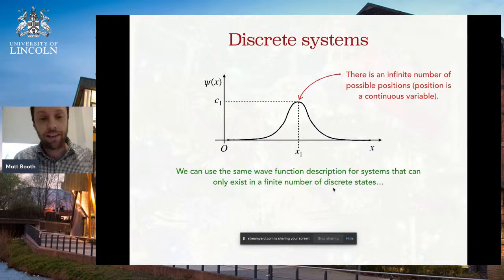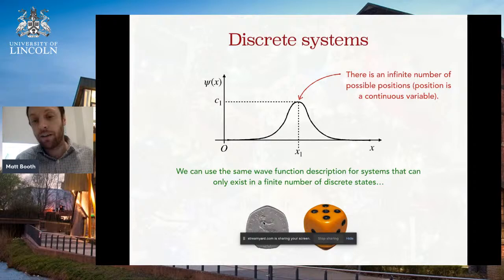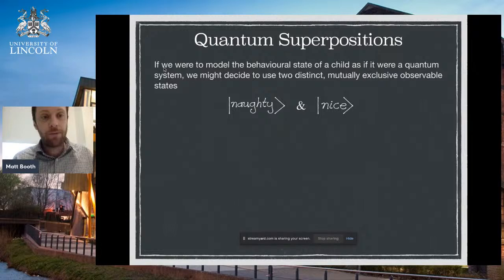So for example, a coin can be heads or tails. So they're two discrete outcomes. A die can have 6 possible outcomes, 1, 2, 3, 4, 5, 6. And we can talk about a wave function for these discrete systems too. So let's think about a child as a discrete system with 2 possible outcomes. So if we were to model the behavioral states of a child as if they were a quantum child, we might decide to use 2 distinct states, so naughty and nice. So these are mutually exclusive. So a child can only ever act in a naughty way or a nice way.